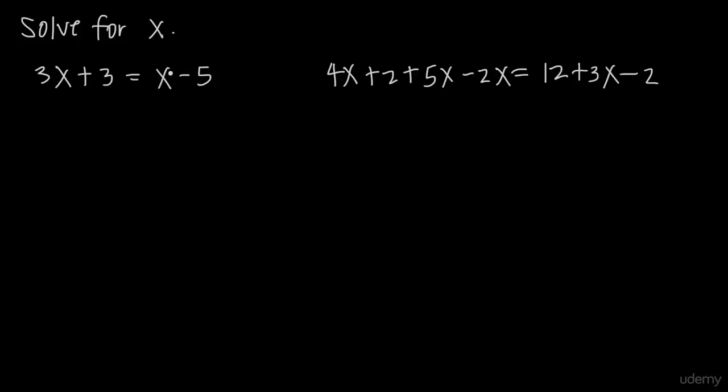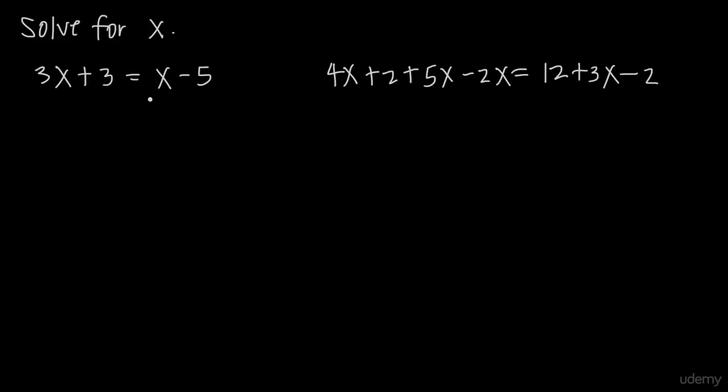Well, the answer is we want to get all of our x's on the same side, and we want to get all of our whole numbers on the opposite side, and then we can solve for x. The way that we're going to do that is just by keeping our equation balanced. So here in this first example, we have 3x + 3 = x - 5. Let's get all of our x's on the left by subtracting x from both sides.